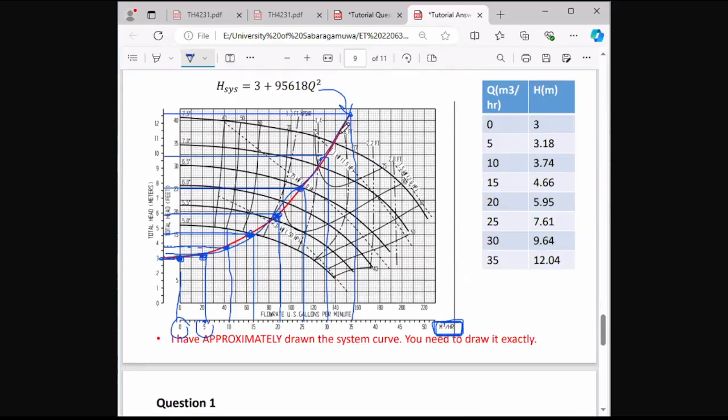After connecting all points, you will receive this curve. You need to draw an exact graph for this process. Okay.